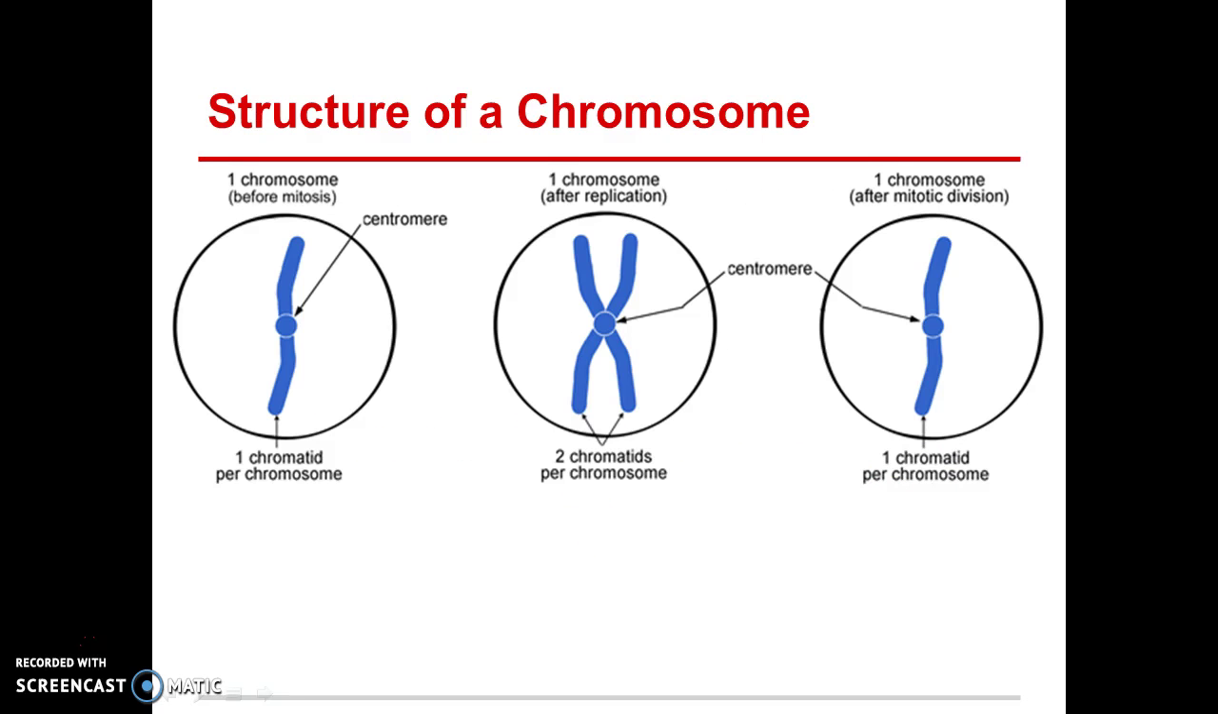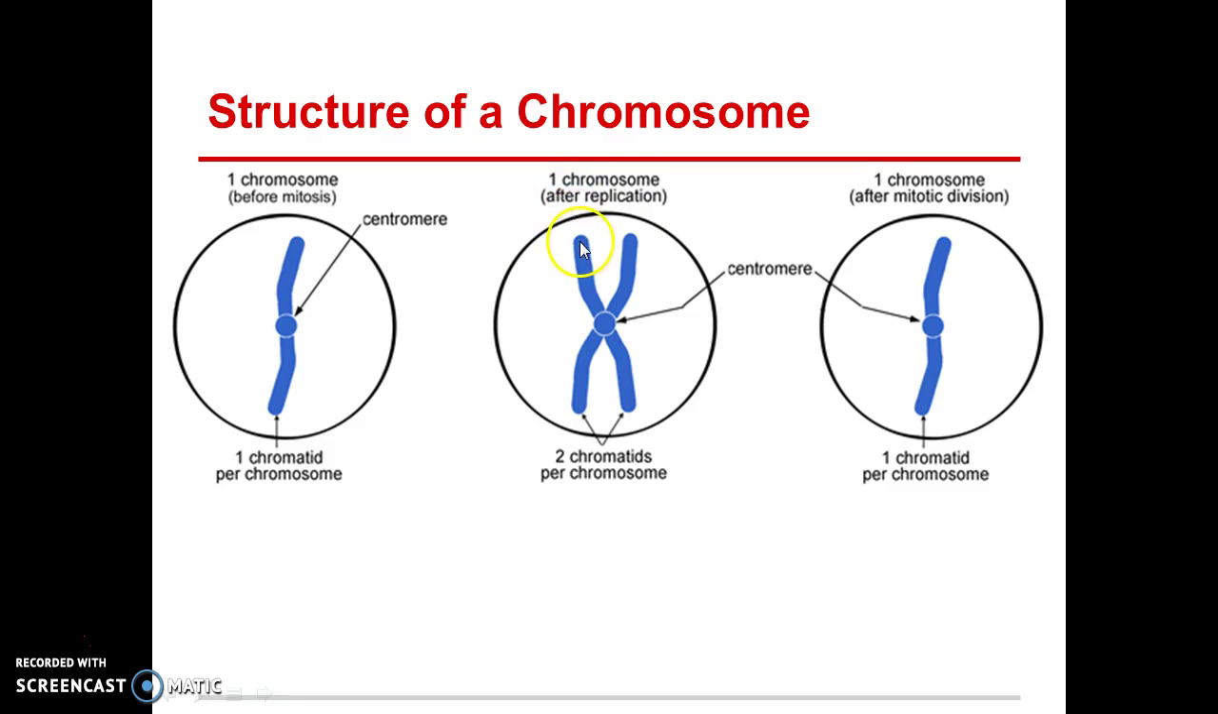I do need you to know about the structure of a chromosome. We did say centromere, and we never really defined it. So here is a chromosome before mitosis. It's a single leg. It's called a chromatid when it's a single leg. Right here is the centromere, usually centrally located, not always.